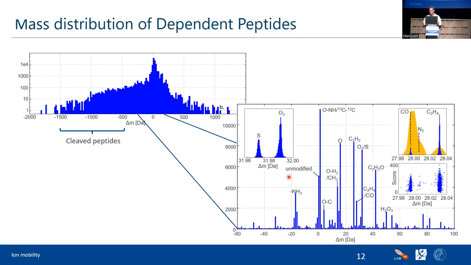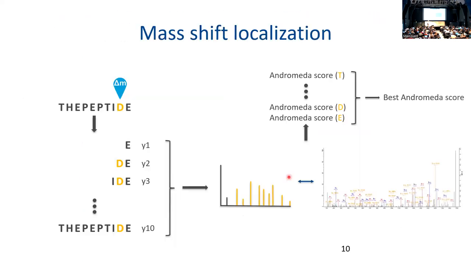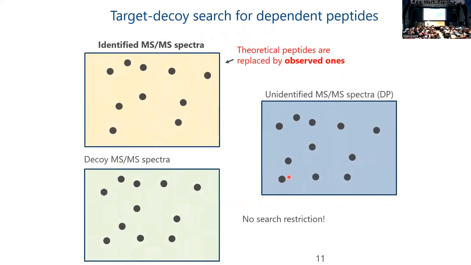Just a simple confirmation. From what I understand, only those identified peptides, if they have modifications, can be identified, right? Yes, we can find modifications of previously identified mass spectra. So if it's not identified by previous searches, then they cannot be identified at all.